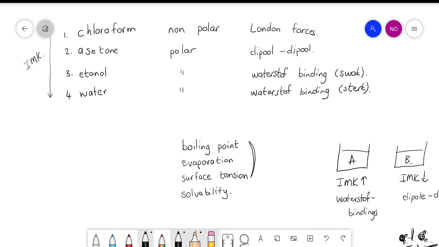Because water has quite a strong intermolecular force. In other words, it has quite a strong surface tension.